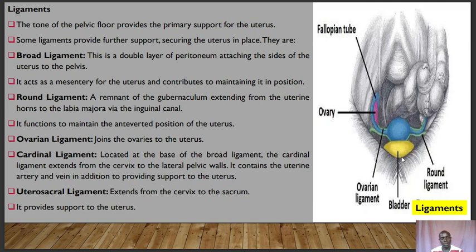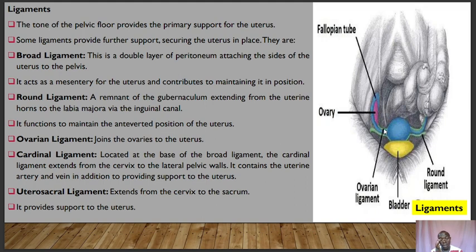While the round ligament is a remnant of the gubernaculum extending from the uterine horns to the labia majora via the inguinal canal. It functions to maintain the anteverted position of the uterus. We have the ovarian ligament. The ovarian ligament joins the ovaries to the uterus. Remember, this is the ovary. This is the uterus, so it joins.